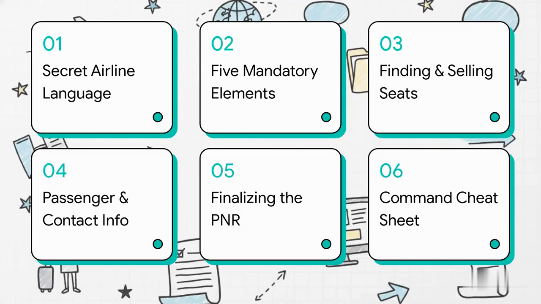Think of this as our flight itinerary for today's explainer. Don't worry, we're going to break this complex code down into super digestible pieces. We're hitting the secret airline language, the 5 mandatory PNR elements, finding and selling seats, passengers and contact info, finalizing the PNR, and we'll wrap up with a handy command cheat sheet.